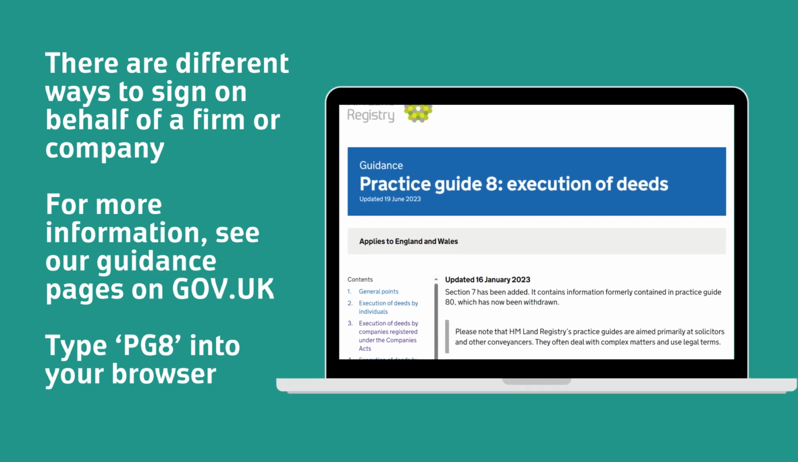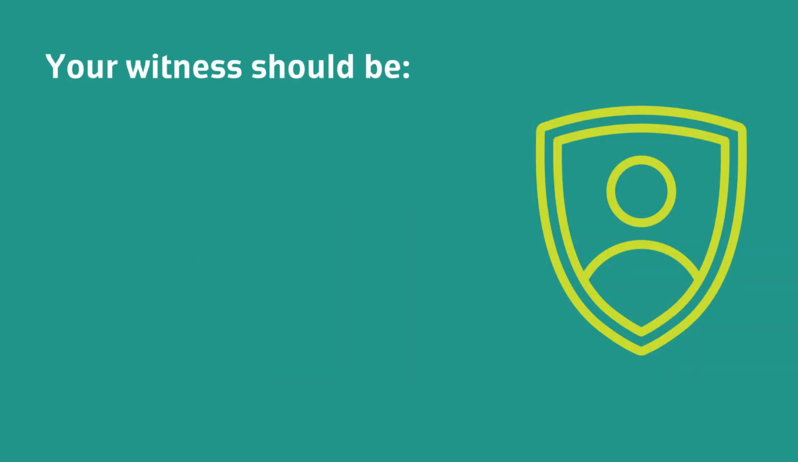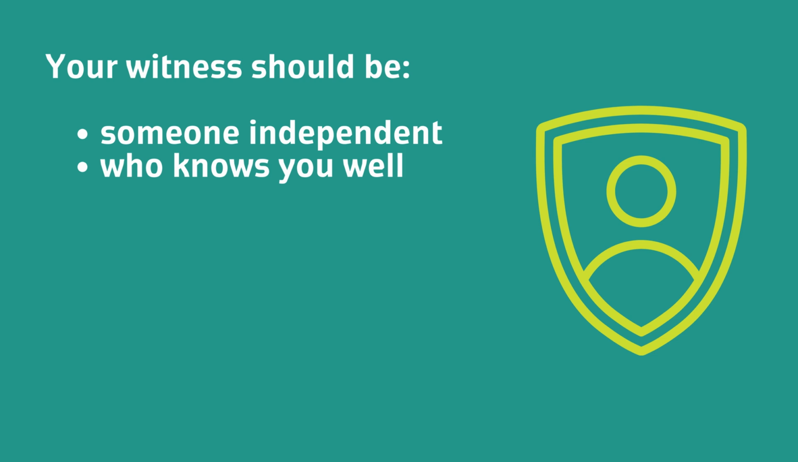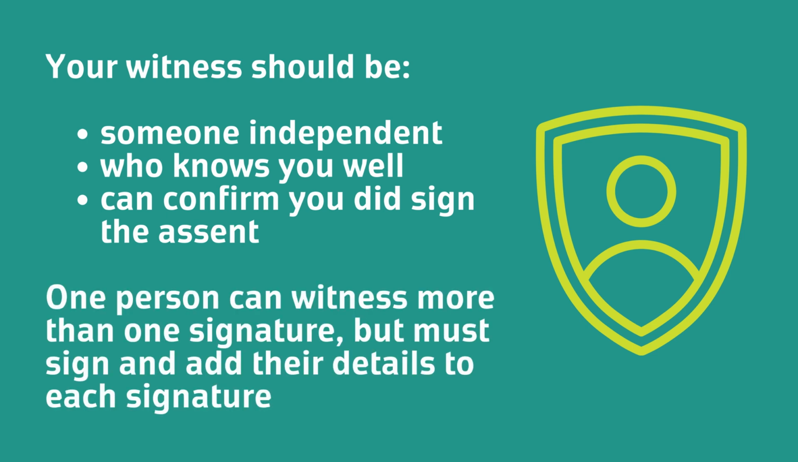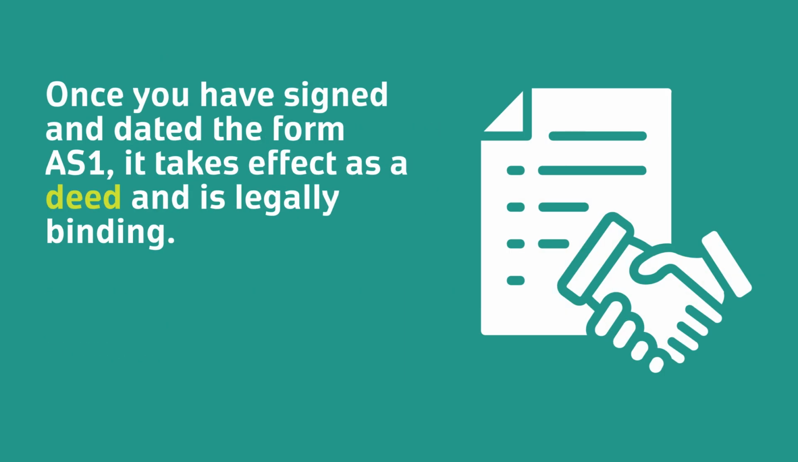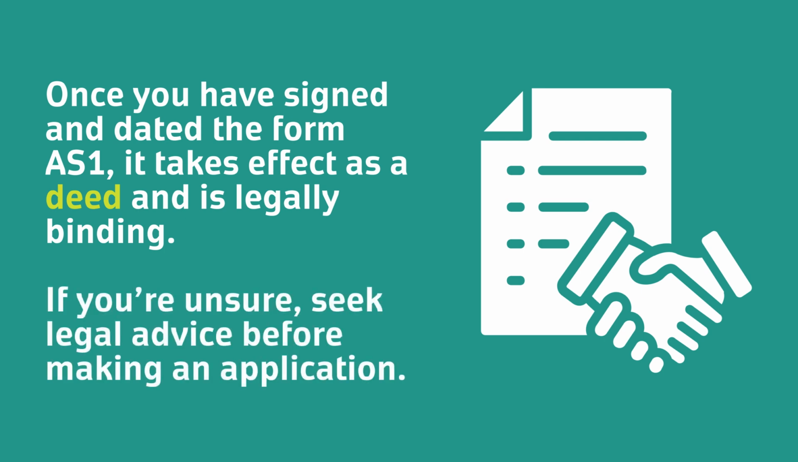Back to individuals. The witness to your signature should be somebody who is independent, but preferably someone who knows you well and could confirm, if necessary, that you did sign the assent. One person can witness more than one signature, but they must sign and complete the details to every signature they witness, and be with the person as they sign. Once you have signed and dated the Form AS1, it takes effect as a deed and is legally binding. If you're unsure about any aspect of this, we recommend you seek legal advice before making an application.